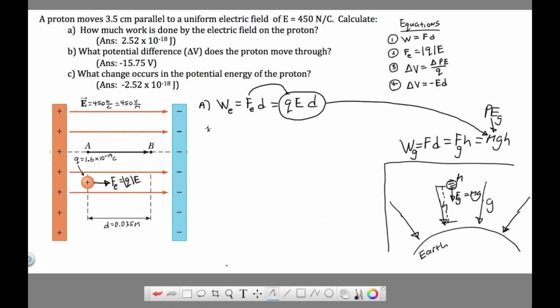So now we plug the numbers in. So the work done by the electric field is equal to, let's see, the charge of a proton is 1.6 times 10 to the negative 19 coulombs.